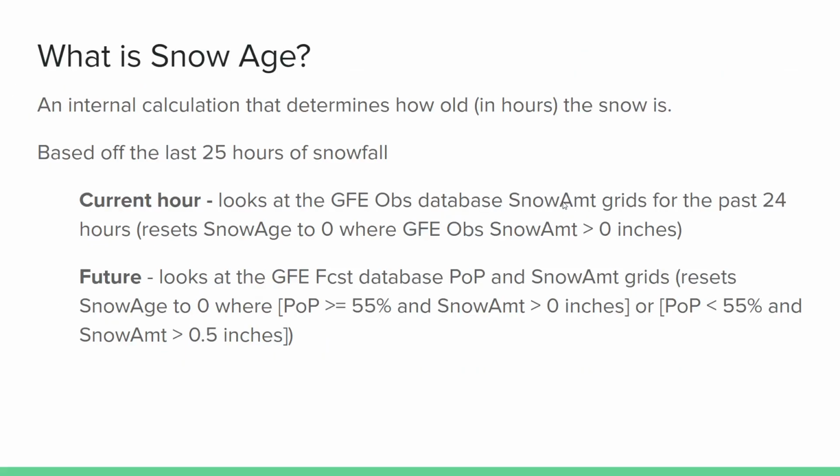So what is snow age? Well, this is an internal calculation that determines how old the snow is, and it's looking back 24 hours. The maximum snow age is 25 hours, because beyond that there's not much change in the output, the way the calculations are set up. So it's looking back in the GFE obs database to see when it snowed, and it resets the snow age to 0 anytime you get new snow. Then as you march out into the future in your forecast, it's using your PoP and snow amount grids to reset that snow age to 0 where we get new snow.